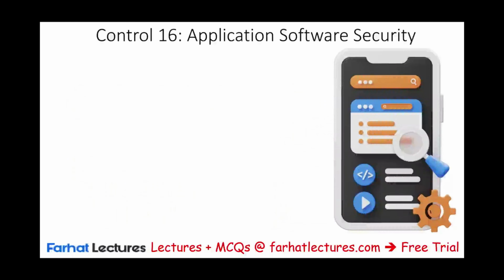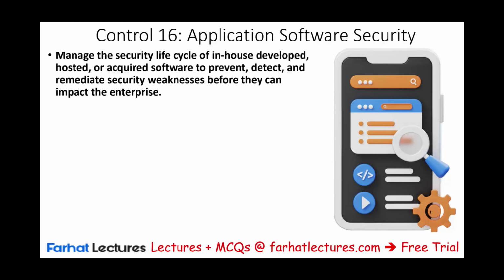Starting with Control 16, Application Software Security. Well, what are we discussing here? Software security. Specifically, what do we need to do? We want to make sure our software is secured. Sometimes we might build our own software, sometimes we might purchase it. Regardless, the objective of this control is to manage the security life cycle of in-house developed, hosted, or purchased software to prevent, detect, and remediate security weaknesses before they can impact the enterprise.